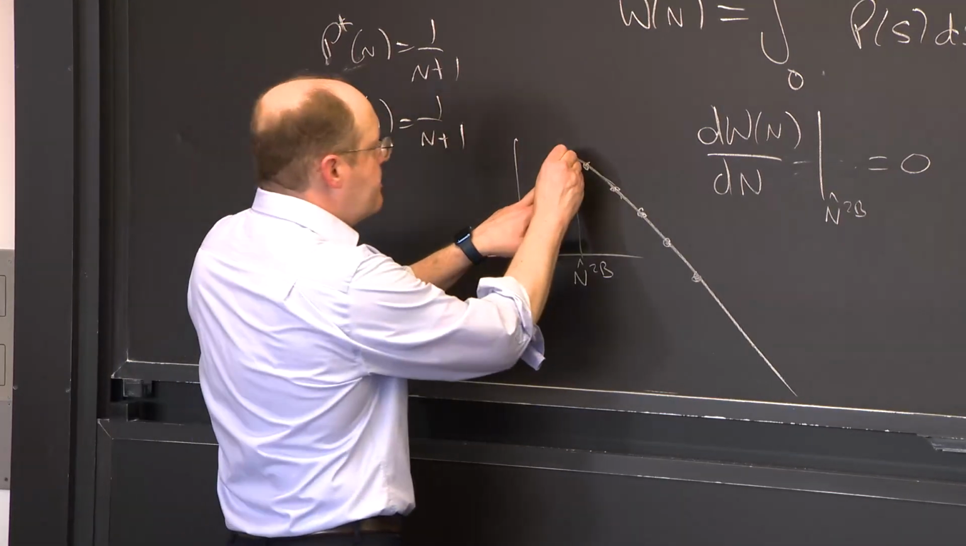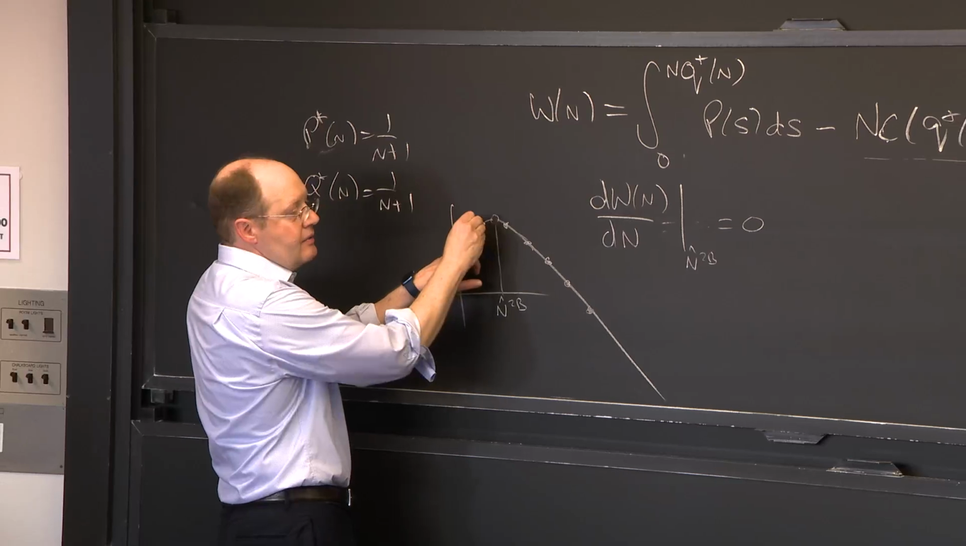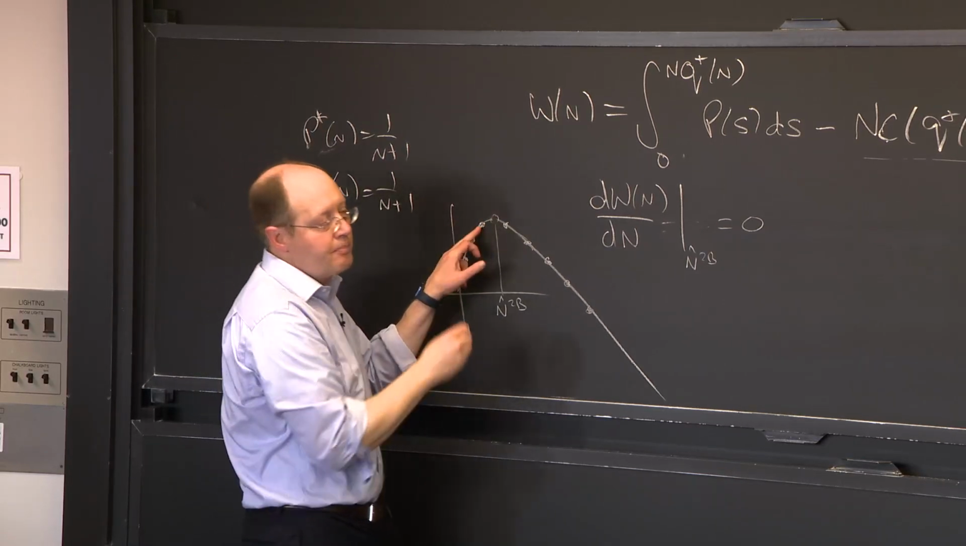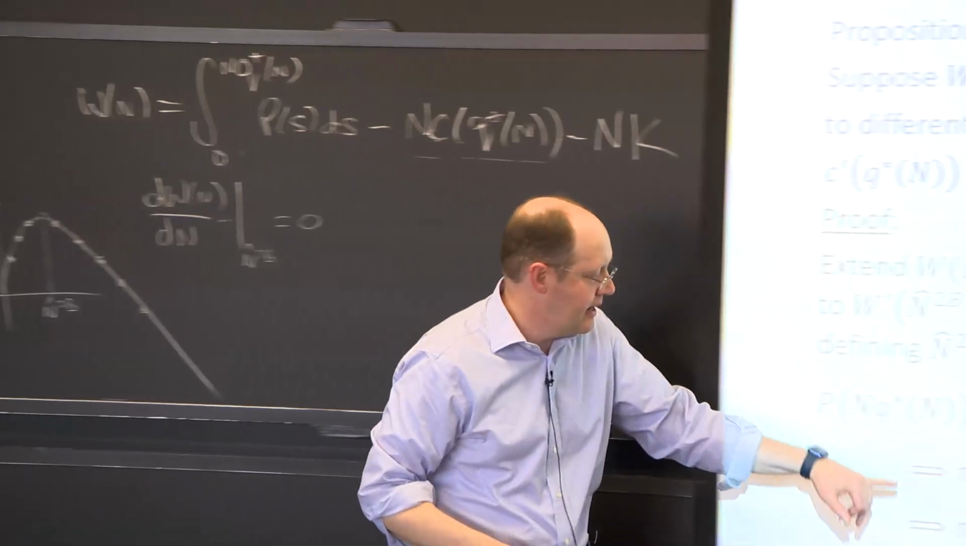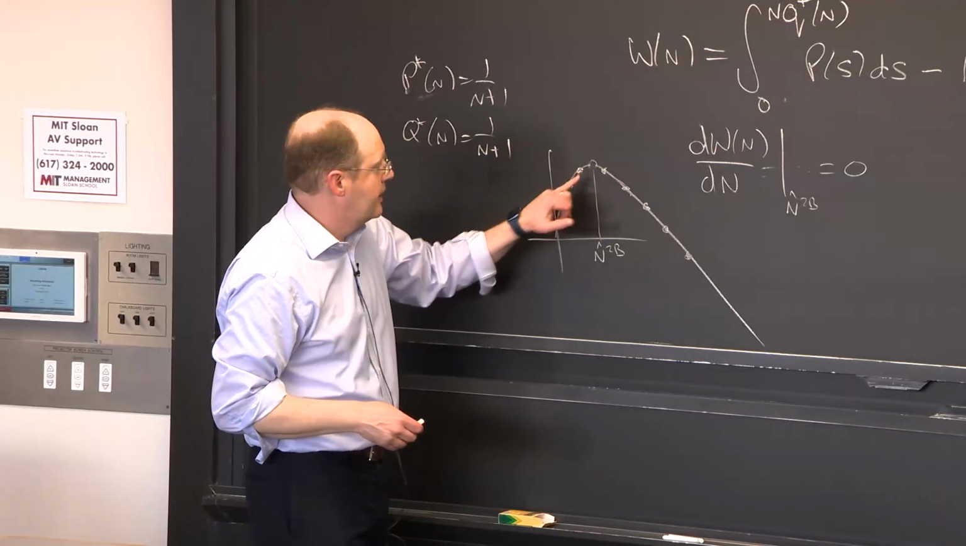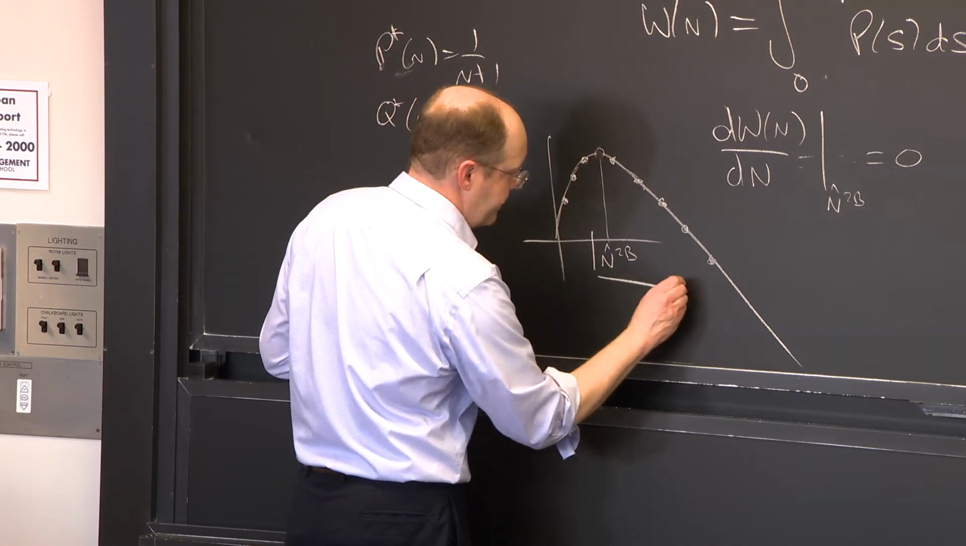Because at this point we know a firm wants to come in. At this point we don't know, but if you're less, then you definitely want to come in because pi v star is a decreasing function. So pi v star is bigger than k at this point, so pi v star is also bigger than k at this point. So n star is somewhere out here.